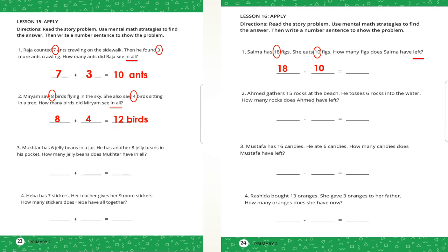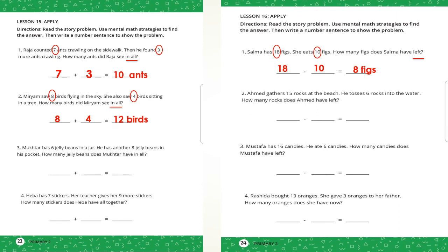We will count from the small number to the big number. After 10: 11, 12, 13, 14, 15, 16, 17, 18. How many fingers do we have? 8 fingers. So we will write 8. 8 what? 8 figs. So we will write 8 figs. Okay? Question number 2 and 3, you can solve them as homework.